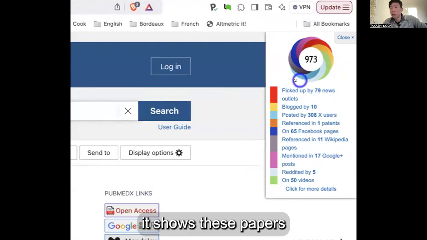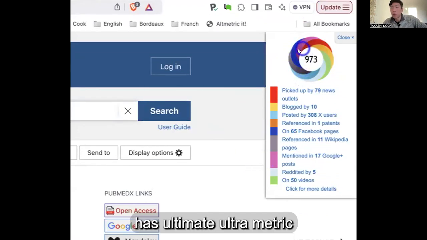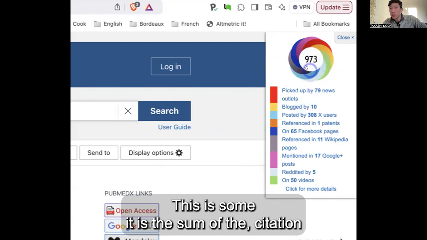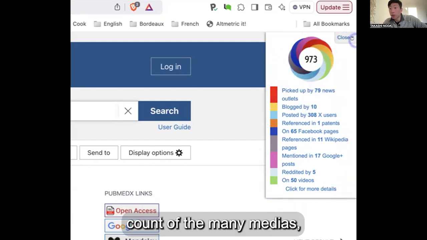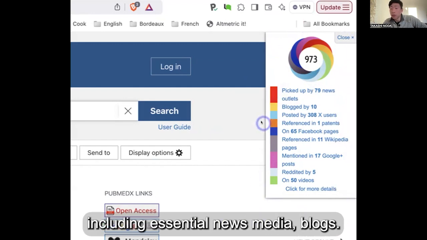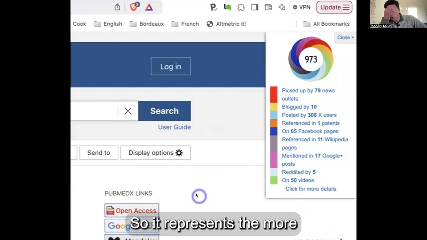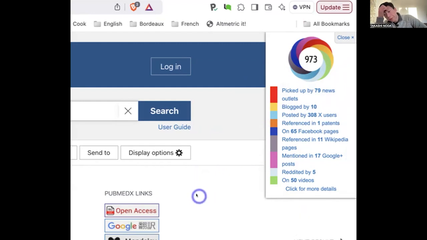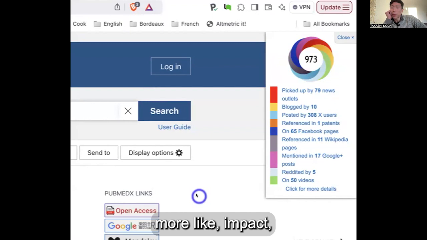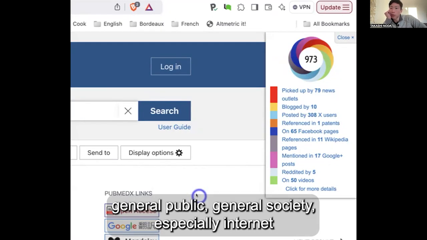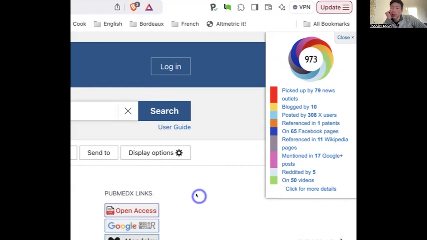It shows this paper has an Altmetric score of 973. This is the sum. It is the sum of the citation counts of the many media, including SNS, news media, blogs, something like that. So it represents more the impact on the general public, general society, especially on the internet.